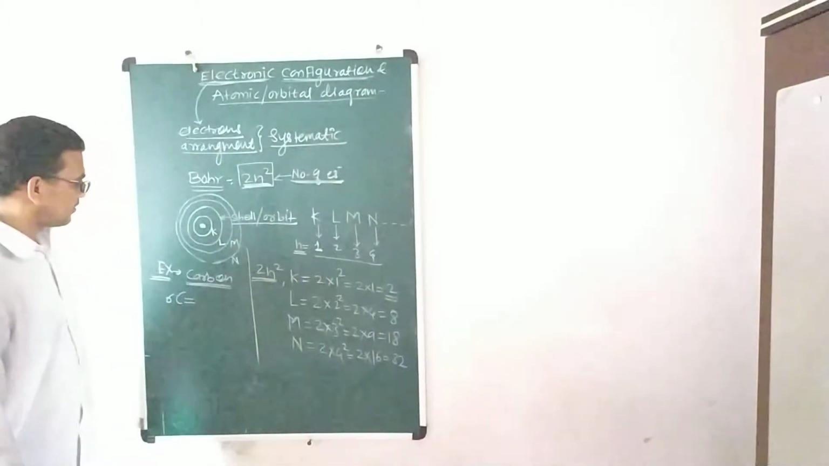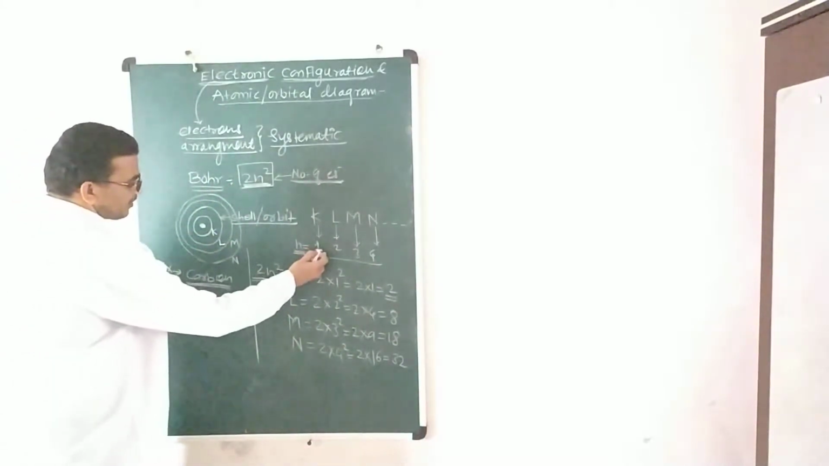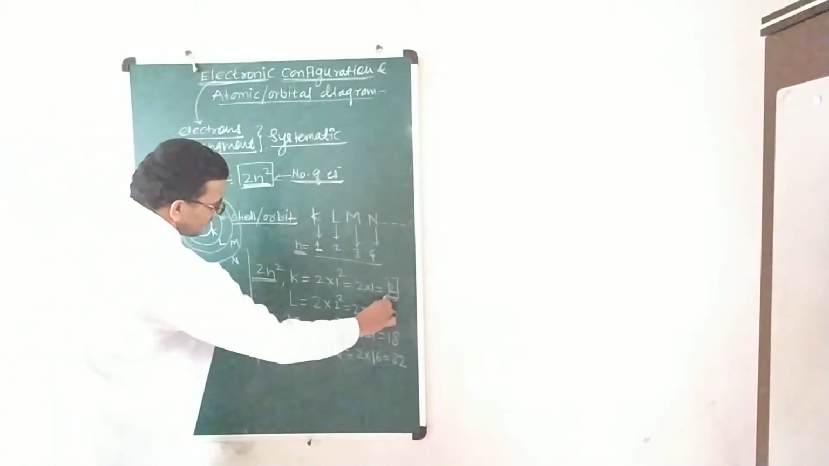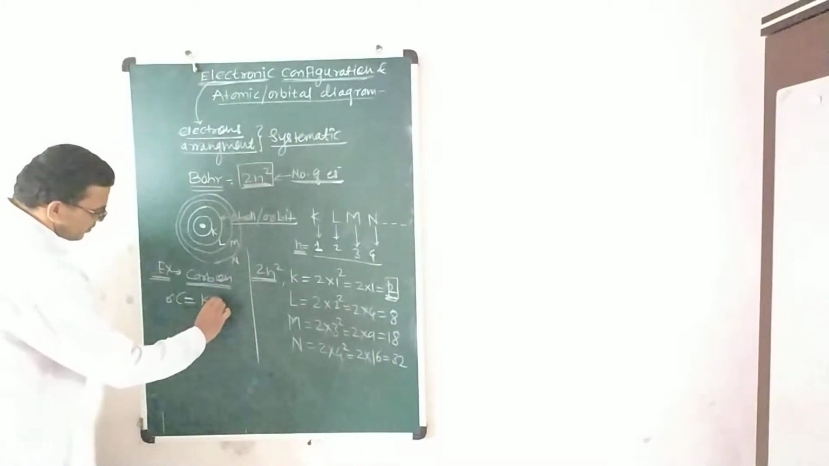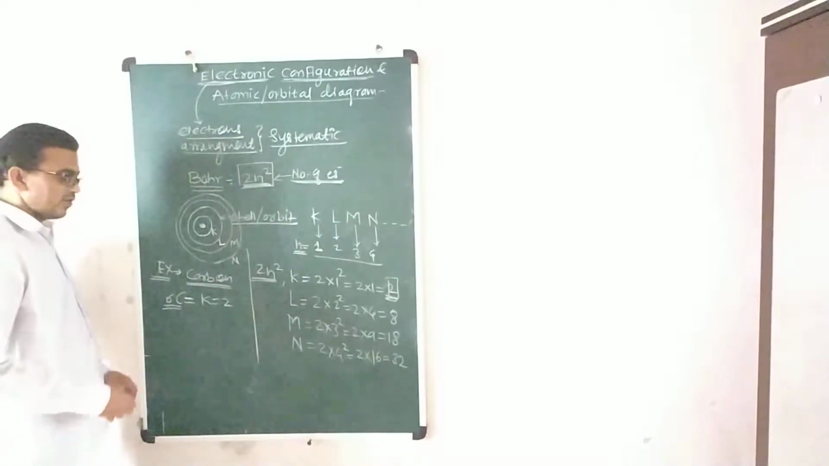So in the K shell, how many electrons will be there? The maximum capacity is 2, you can see here. So in the K shell, 2 electrons will be there. Now carbon has only 6 electrons. Now how many are left?